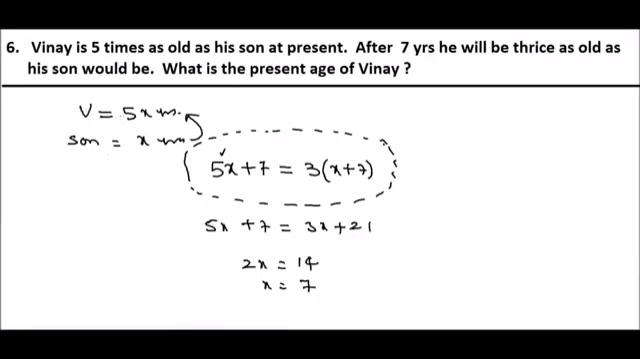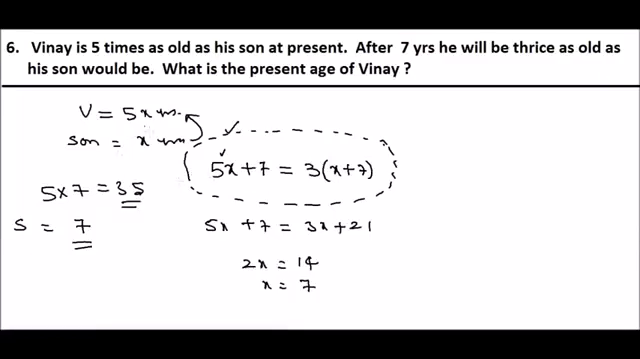Now Vinay's present age will be 5 into 7, which should become 35 years. Of course, his son's present age would be 7 years. Got the idea? All right. Now, the same question can be done very easily with the help of the shortcut. But students, before going for the shortcut, you should understand this method properly, how to convert a normal verbal statement to a mathematical equation, right?